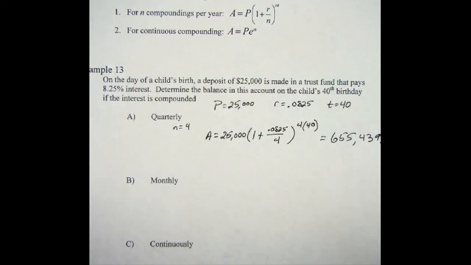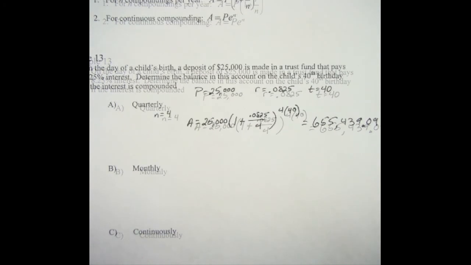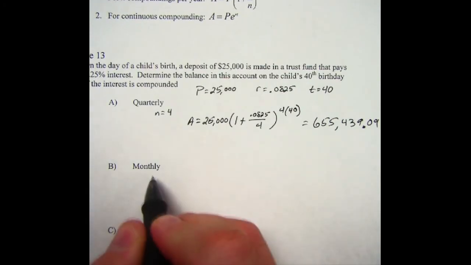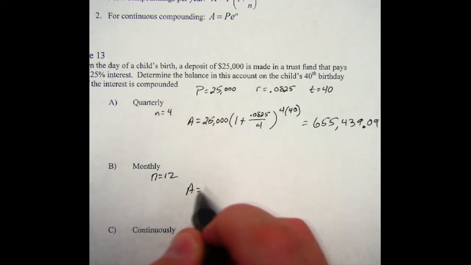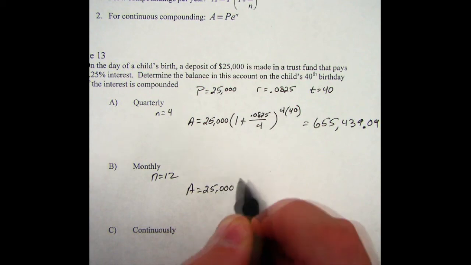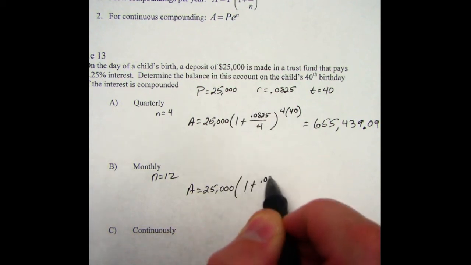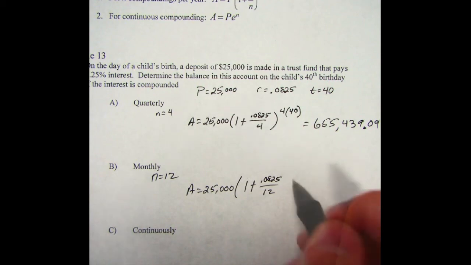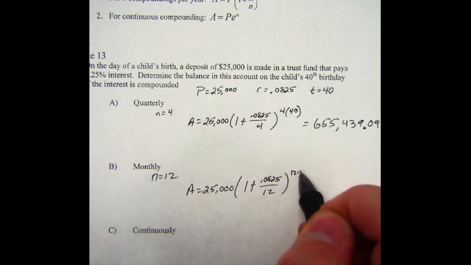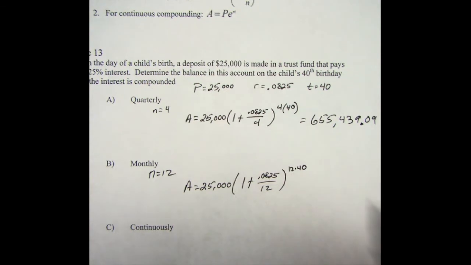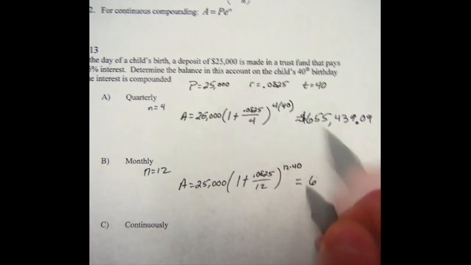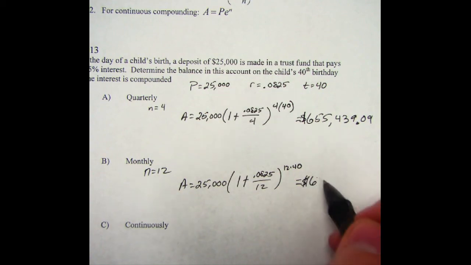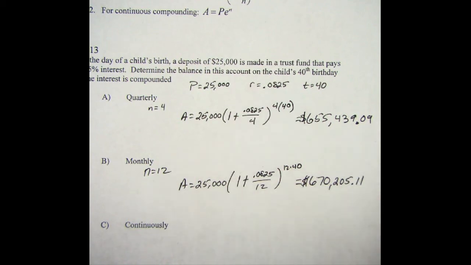Okay, so let's see what happens if you compound it monthly instead of quarterly. So our N value is now going to be 12, and everything else stays the same, so it would be 25,000 times 1 plus 0.0825 divided by 12, to the 12 times 40. And when you do all that, I'll let you guys do that on your own calculator, you come up with a grand total. Let's put dollar signs here. So if I do this, it's going to be $670,205.11.